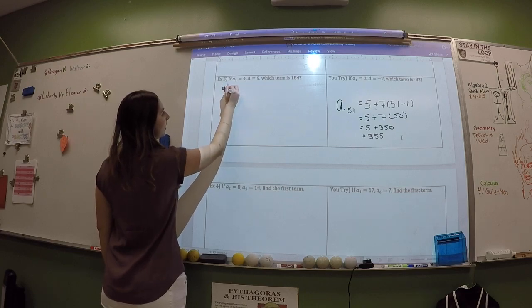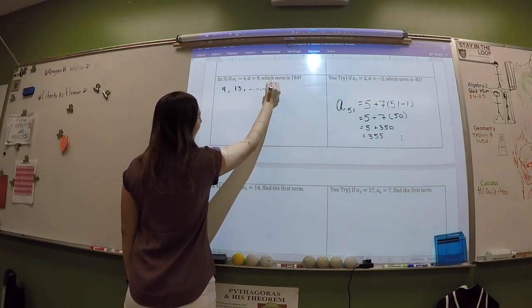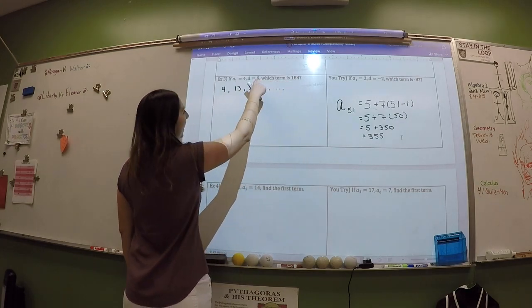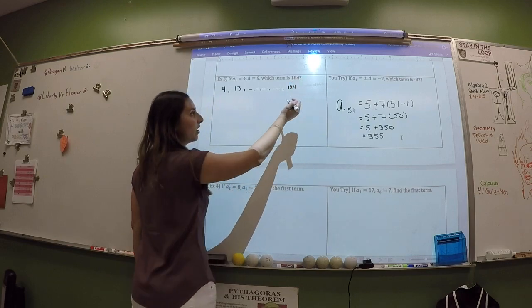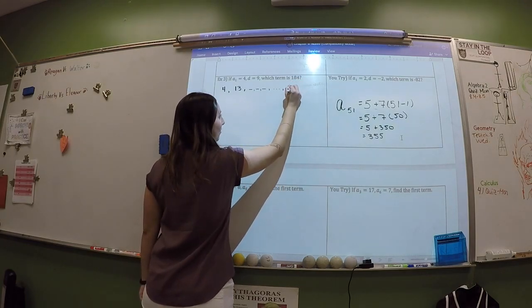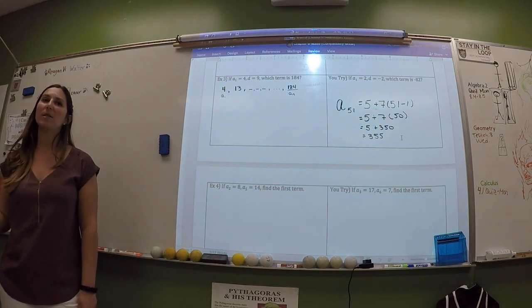The sequence we're finding goes something like this. First term is 4, the second term is 13, and then it's going to continue. How do you know that it's 13? Because I added 9. Somewhere in the future is 184, and we want to know what term that is. We know the first term is 4, and we know the common difference.